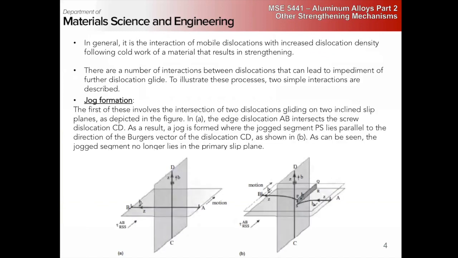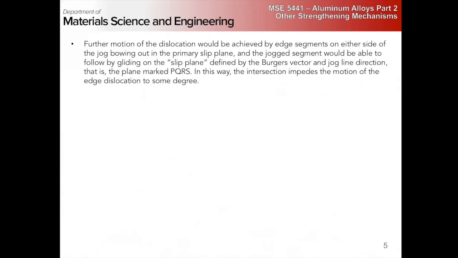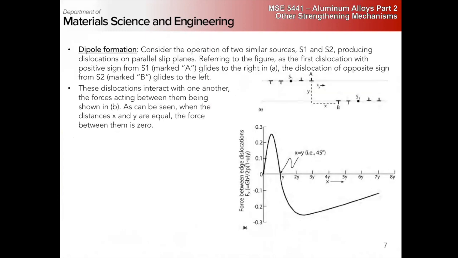Going back to strengthening, I meant to put the jog and dipole stuff in with the strengthening. You don't need to know the details, but know that edge jogs and screw dislocations are immobile, so they're very effective pinning points for dislocations. And know the basics of what a dislocation dipole is, and why a structure like this would be stable.